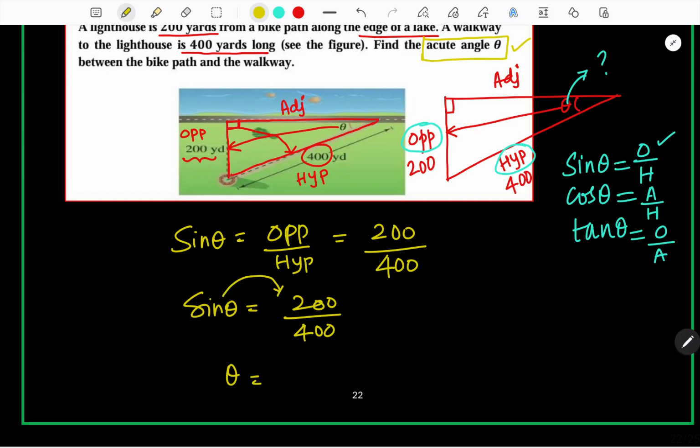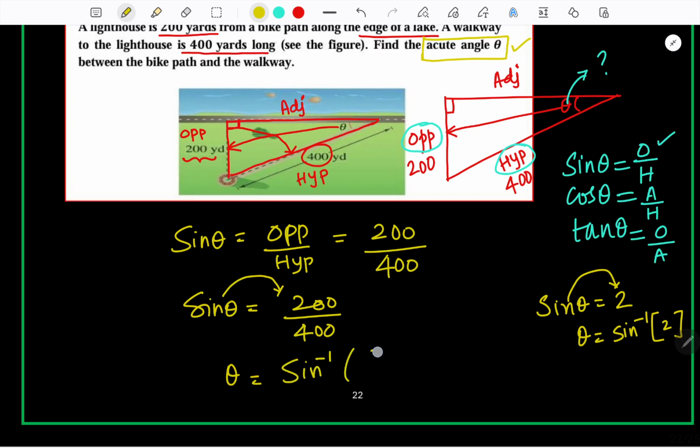Now we want to find theta. Sine goes to the other side, as you studied already in school: the inverse function. Suppose sine theta is equal to 2, theta will be sine inverse 2. So theta equals sine inverse of 200 divided by 400. Put it in the calculator in degree mode, and theta equals 30 degrees.